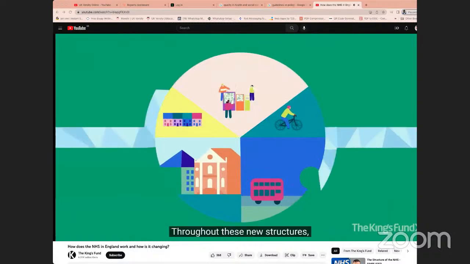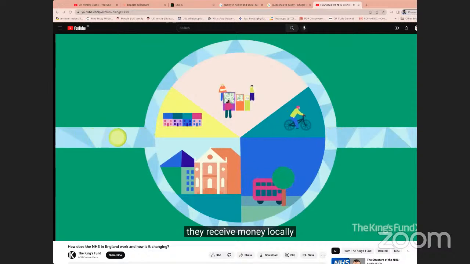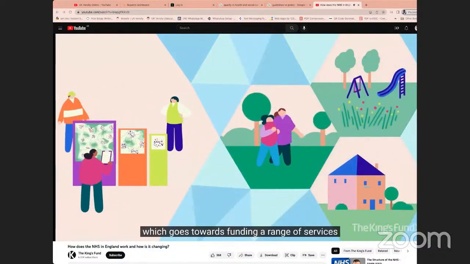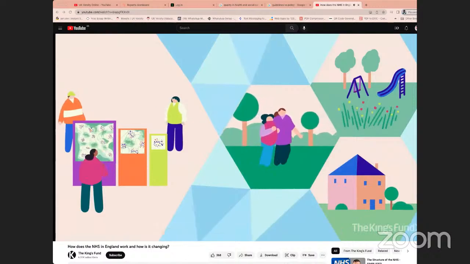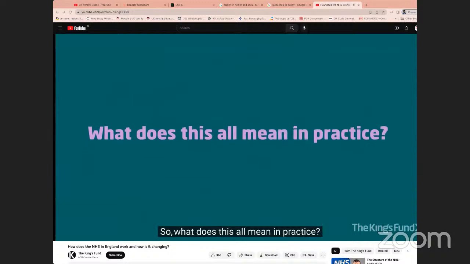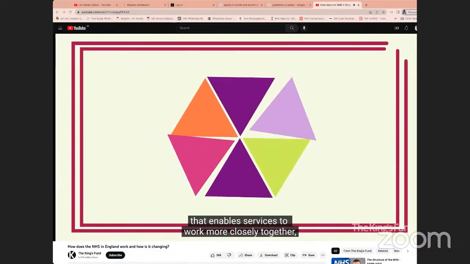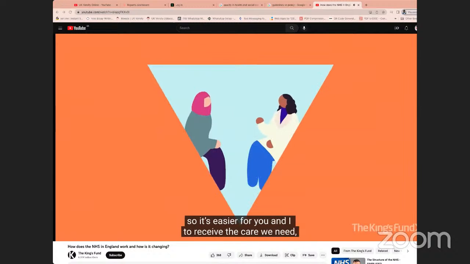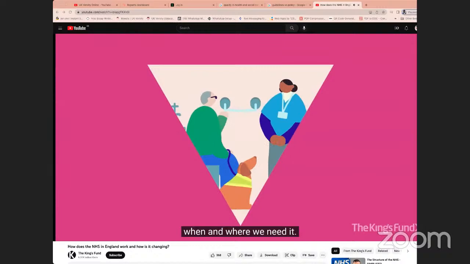Throughout these new structures, local authorities play a key role. They receive money locally and from national government, which goes towards funding a range of services that support our well-being and prevent ill health. So, what does this all mean in practice? The Health and Care Act has put in place a legal framework that enables services to work more closely together, so it's easier for you and I to receive the care we need, when and where we need it.